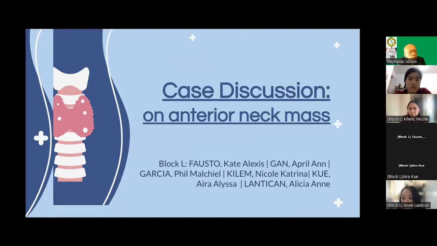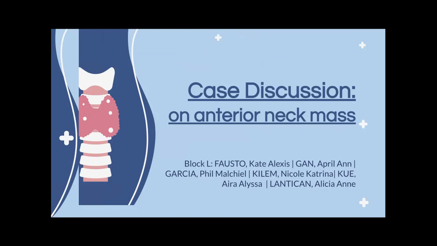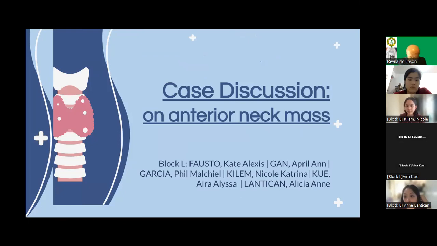So if I were to manage this patient, okay, our patient is a 50-year-old male with an enlarging neck mass. So the phrase enlarging neck mass is actually a description of physicians, right? Okay.